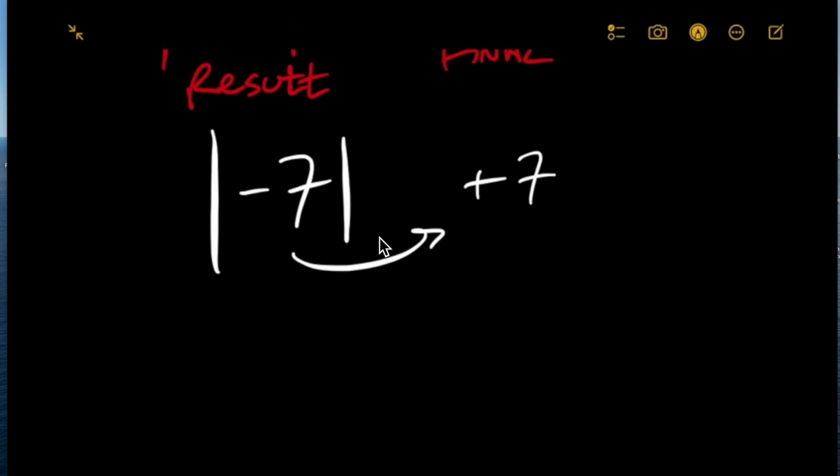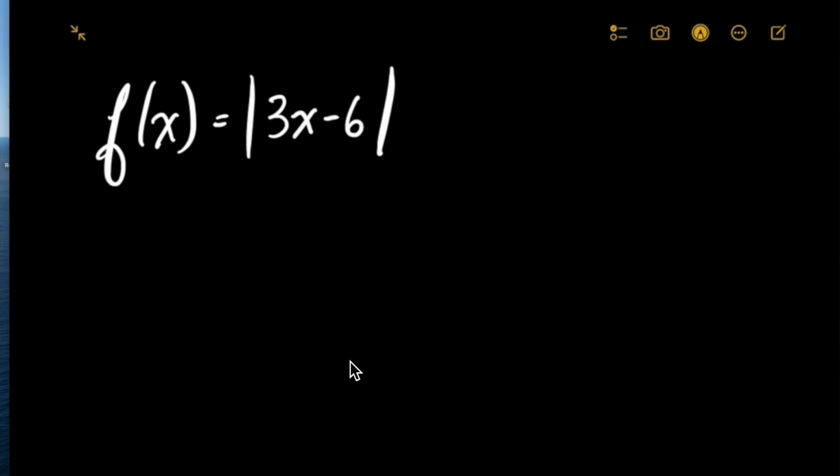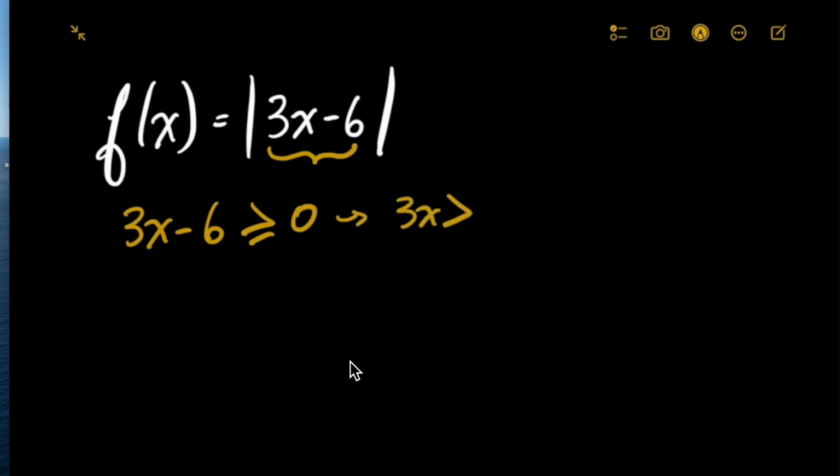So we're going to use this fact to help us navigate writing the original absolute value equation as a piecewise function. Let's go back to the problem we discussed earlier, and I'm going to show you two ways to do this. The first way is to take what's inside the absolute value and set that equal to greater than or equal to 0. Solve for x, and you're going to get x is greater than or equal to 2.